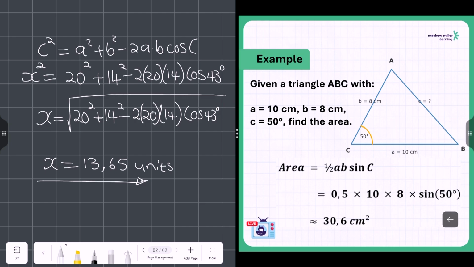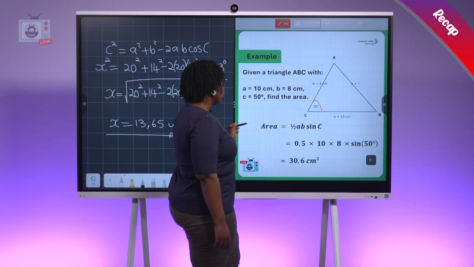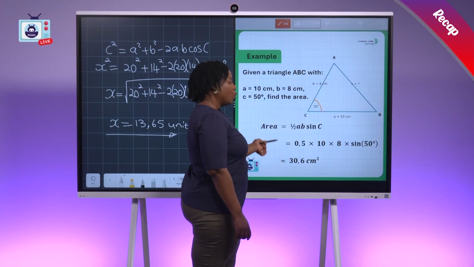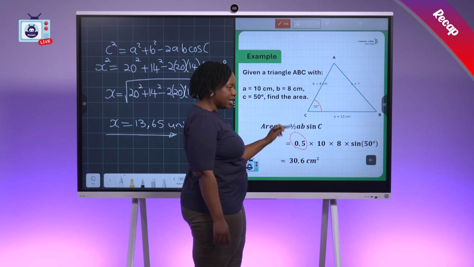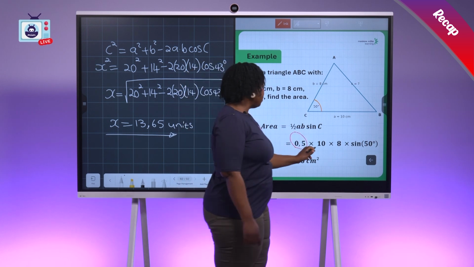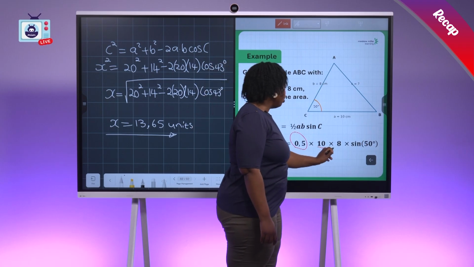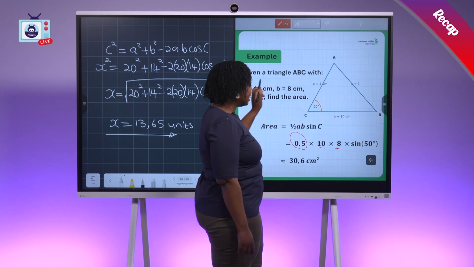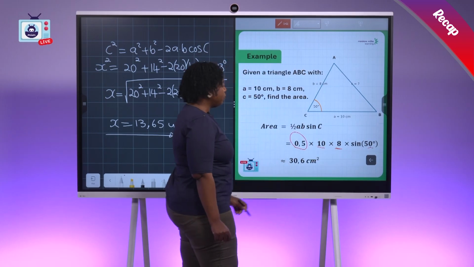So let's see. The example of this one has already been embedded in the example there. So we are given a triangle with sides A, B, C. You can see our B is 8, our A is 10, and so on. So the area formula is written down, which will be equal to a half. Remember, 0.5 is the same as 1 divided by 2. Multiply by 10, which is our side BC, and also multiply by 8, which is our side AC, a small b, and our angle therefore is 50 degrees.